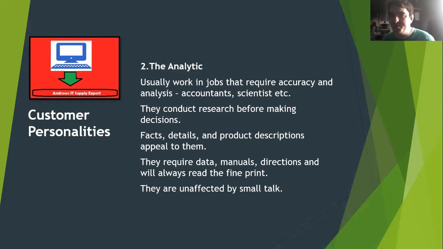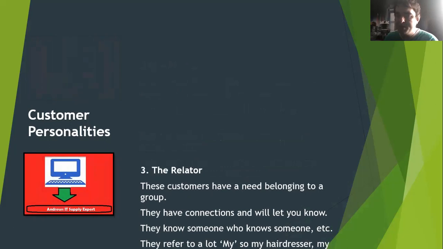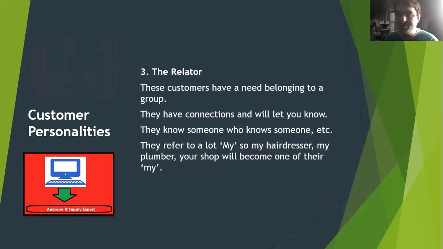Okay, going to the next slide, the third type of customer personality. Number 3 is the relator. The relators are customers that have a need of belonging to a group. They have connections and they will let you know if they have connections to the business and to the products and services that they are satisfied with. They know someone who knows someone. They refer a lot, like my hairdresser, my plumber, the shop will become one of mine. Okay, so that's the relator.